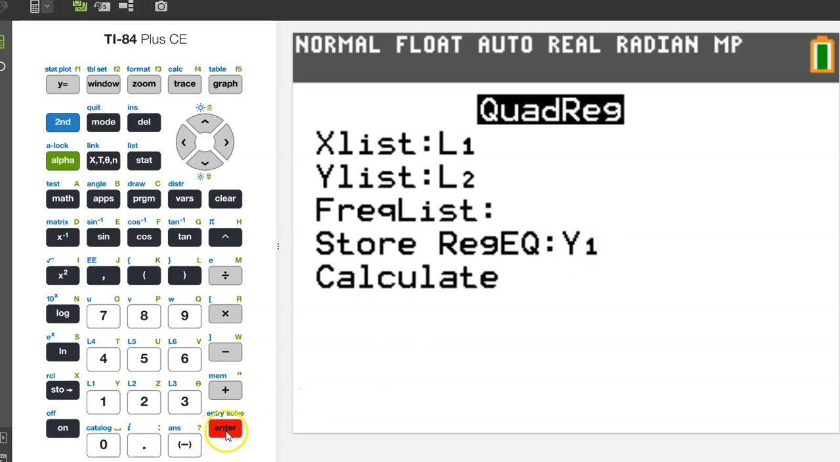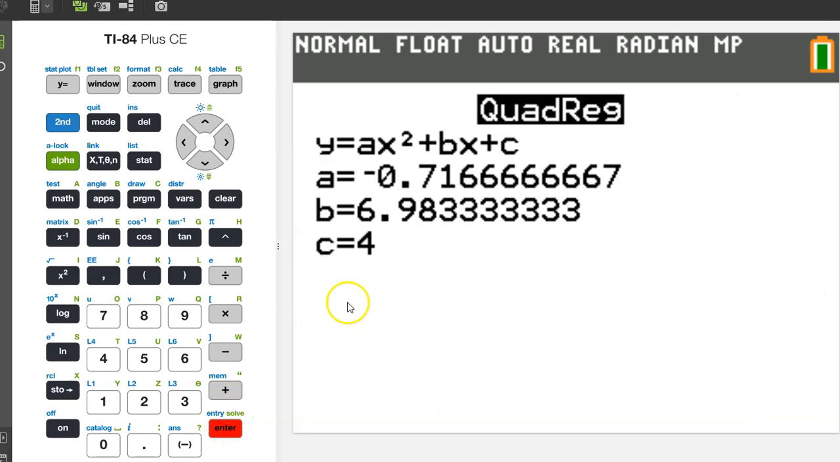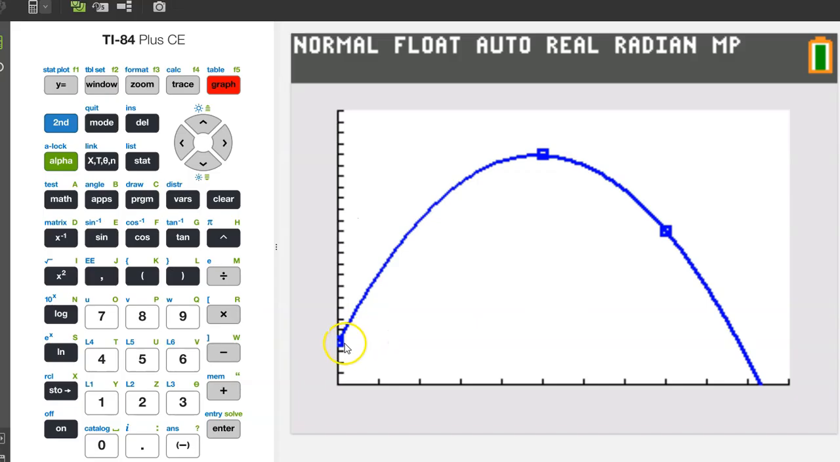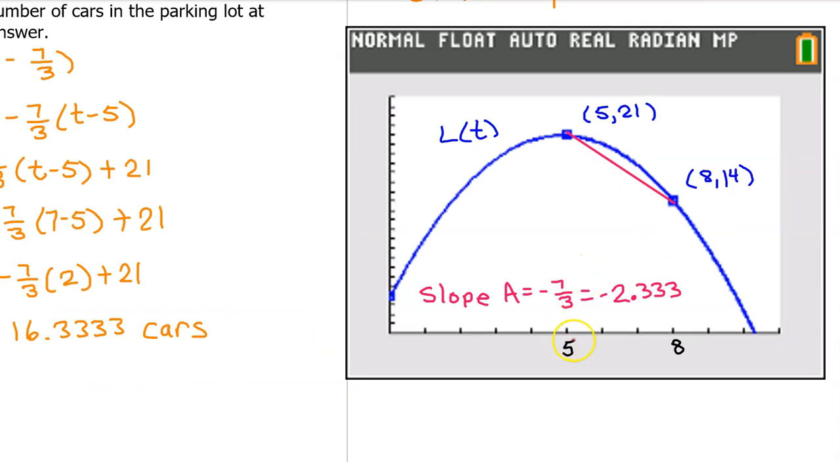So just hit enter a couple more times, and here's the value of a, b, and c for L of t. Here's the graph of L of t, and these are the 3 data points that we use to calculate the regression equation. In part 2, when we calculated the average rate of change on the interval from 5 to 8, we were calculating the slope of the segment from 5 to 8. A secant line is a line that passes through 2 points on a function. We used this point and this slope to write an equation for this secant line.